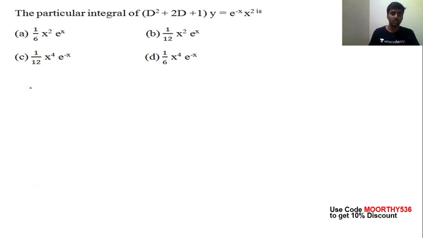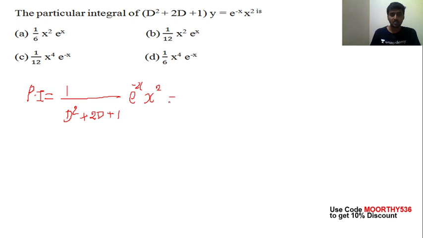We know that the particular integral PI is equal to 1 divided by f of D, and f of D is equal to D square plus 2D plus 1, into e power minus x into x square. The thing is, we have to expand this formula.